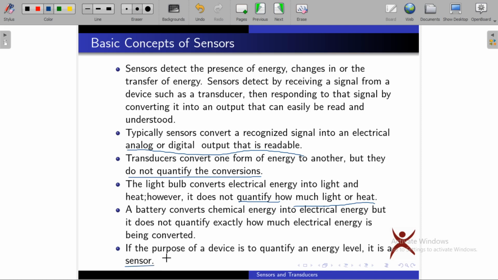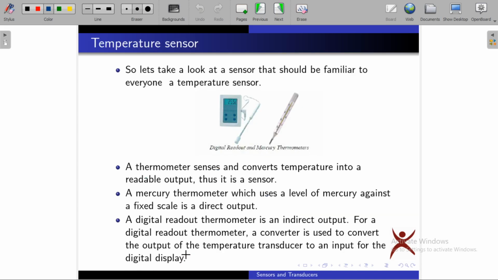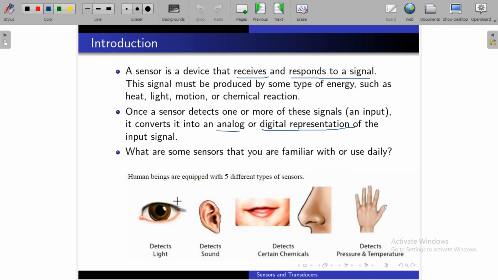Sensor is a device which is used to quantify the conversions. It quantifies the conversions. Now, coming to this, you take skin. Skin is a sensor which receives signal. Suppose some hot plate. If you touch a hot plate, your brain will tell you the hotness of the plate. That is, a sensor is a device that receives signal and responds to a signal.